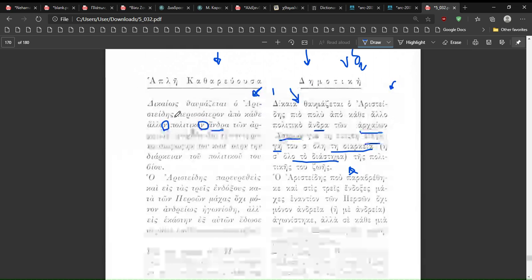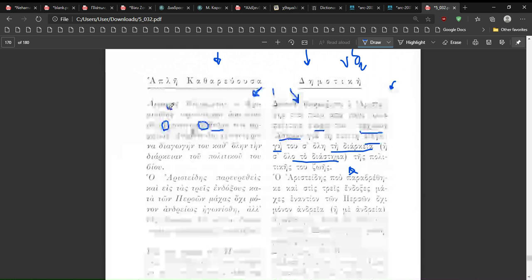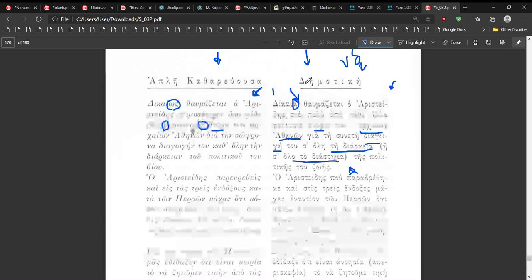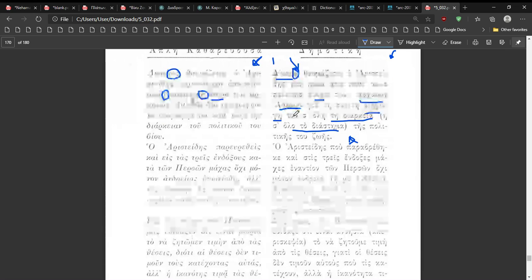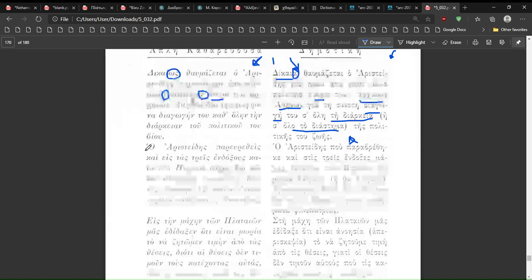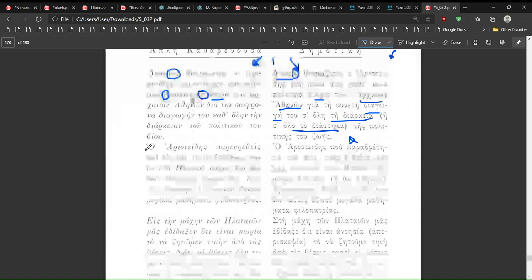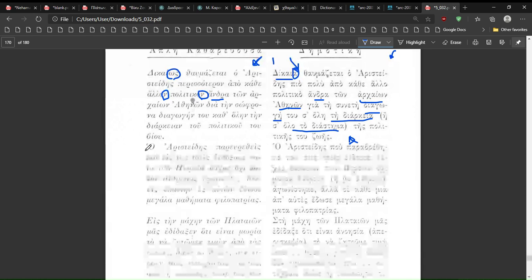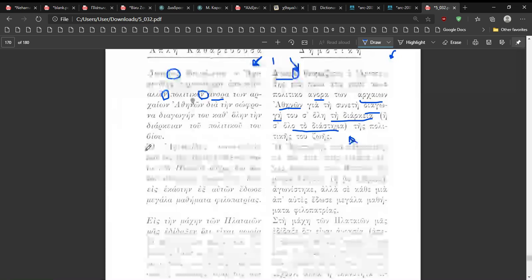The other difference, because there are very few differences, is this: the chaos becomes δίκαια here. Okay, so they make the concession that yeah, in modern Greek, the adverb is actually the plural of the neuter in the nominative. Let's have a look at this passage as well. Ο Αριστίδης παρευρεθείς και εις τας τρεις ενδόξους κατά των Περσών μάχας, όχι μόνον Ανδρίος ηγονίστη, αλλά εις εκάστην εξ αυτών έδωσε μεγάλα μαθήματα φιλοπατρίας.